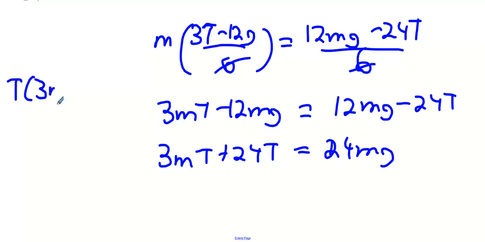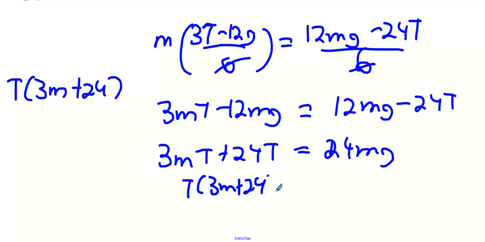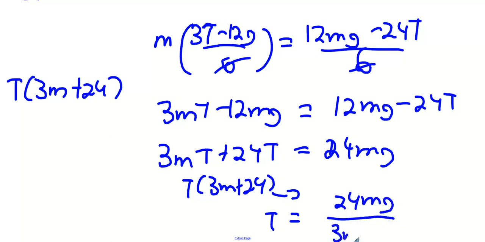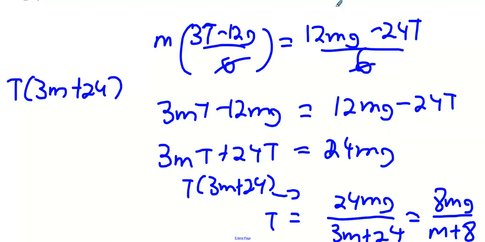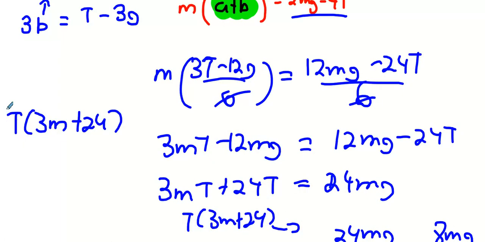T into 3m plus 24. So then bring that underneath, isn't it? We get 24mg all over 3m plus 24. If you look at the marking scheme, that is correct, but it isn't broken down enough. What could I do to top and bottom? What number divides in? Divide top and bottom by 3. And you might get something a bit more to your liking. I'm going to pause. Okay, next question.